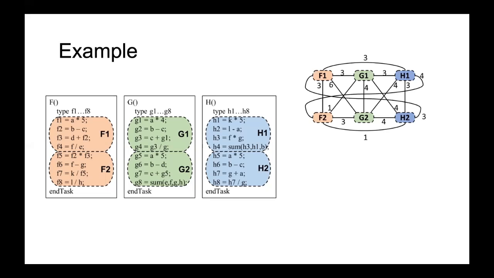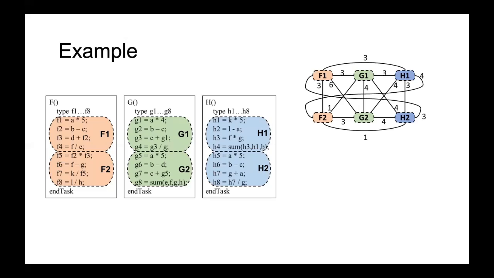It is a weighted graph with a weight on the edge to indicate the intensity of data sharing across the subtasks. For example, between F1 and G2, the weight on the edge is 6. It means that there are 6 data reuses between F1 and G2. And if we observe from the code, we can see that the variables A, B, C, D, F, and E are shared across F1 and G2.